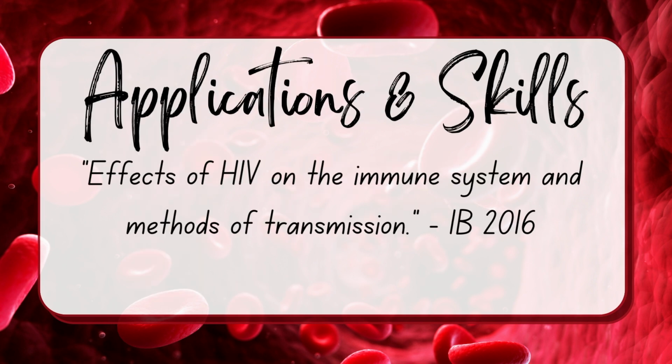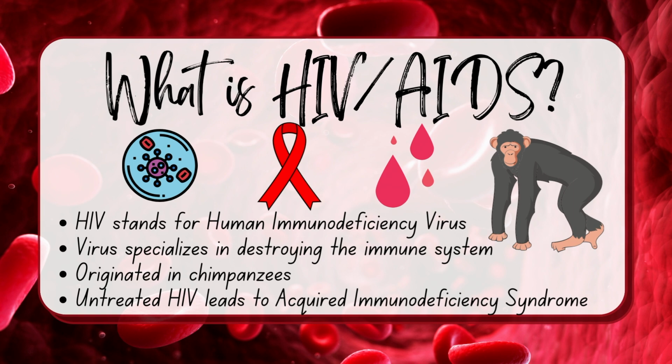Now we need to go into how we can apply this knowledge. So IB feels that a good way to apply this knowledge is through an understanding of how HIV, a specific virus, impacts the immune system and how it is transmitted. First off, let's go into some detail about what HIV is so that we can see how it impacts the immune system. So HIV stands for Human Immunodeficiency Virus, and its main goal is to infect the immune system and kill off its cells. It originated in chimpanzees and infected humans, so if it's untreated, and there are effective treatments now, it can lead to AIDS, which is much more likely to kill an individual.